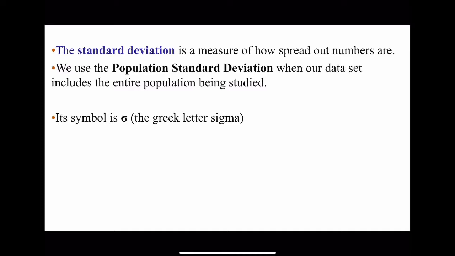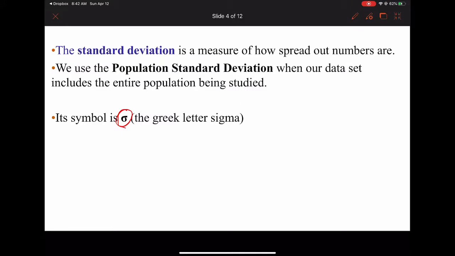We use the population standard deviation when our data set includes the entire population, and if it is only a sample, then we would use a sample standard deviation. I will get into that in a minute. This Greek letter sigma is what we use for standard deviation. I am the worst sigma drawer on the planet, so if your sigmas look awful, that's okay. My sigmas always look awful.